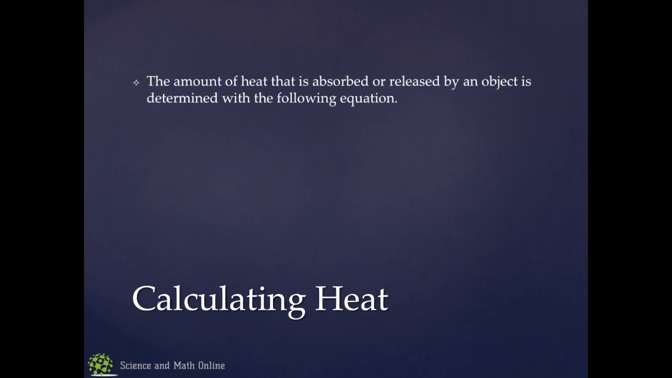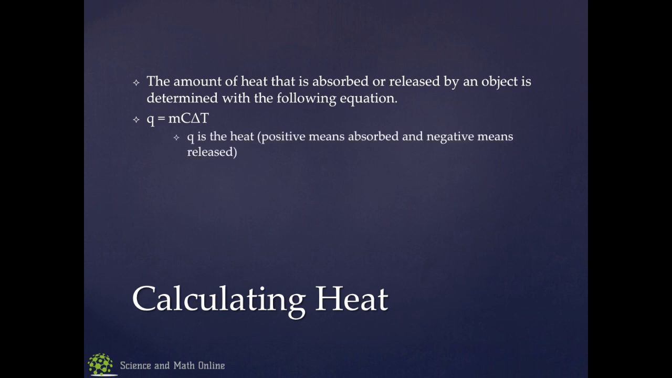The amount of heat absorbed or released by an object can be determined by the following equation. The equation is Q equals mc delta T. All right, so let's run through what all these letters mean in this equation. So Q is the heat.